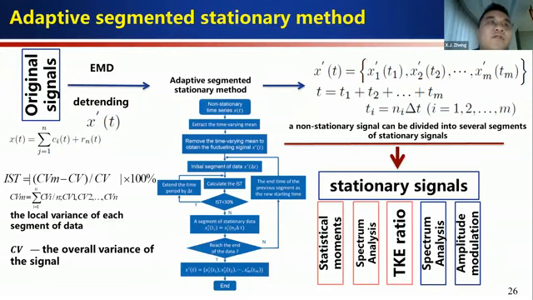Then, for signals after detrending, we proposed an adaptive segmented stationary method based on the idea of adaptive wavelet decomposition. This is a flow chart of the non-stationary data processing. Through this method, a non-stationary signal can be divided into several segments of stationary signals. For the segments that do not satisfy the statistical convergence, we conducted an ensemble average over a larger data set under the same conditions as a compensation for the time average, so as to ensure the reliability of this method.